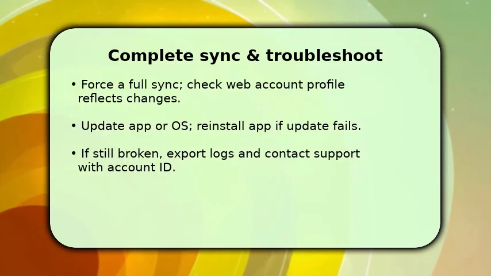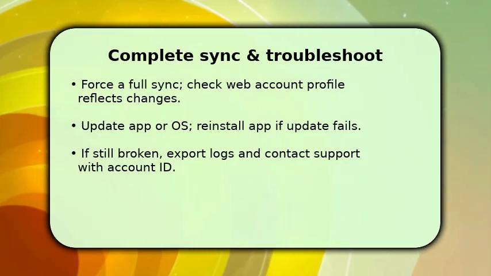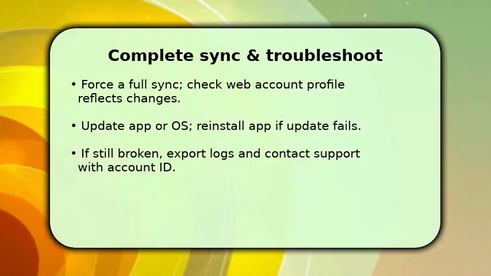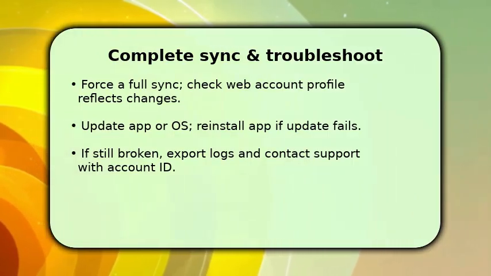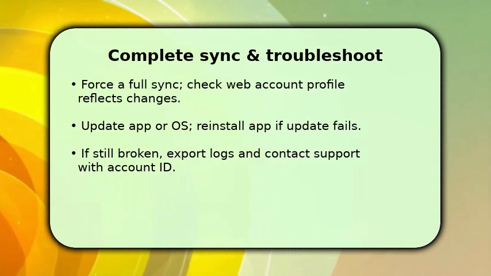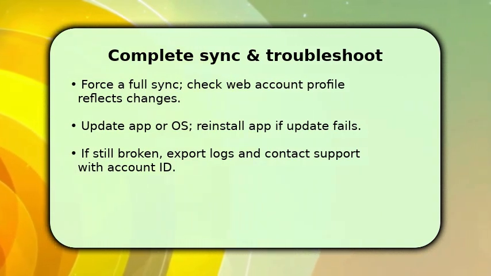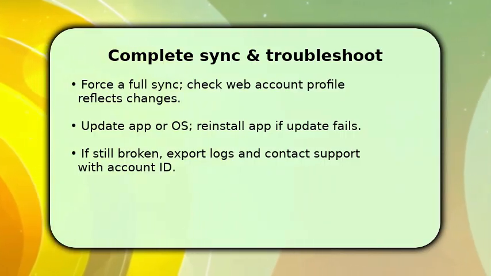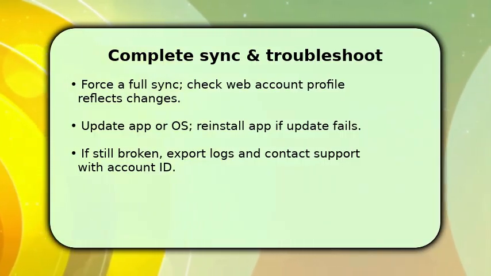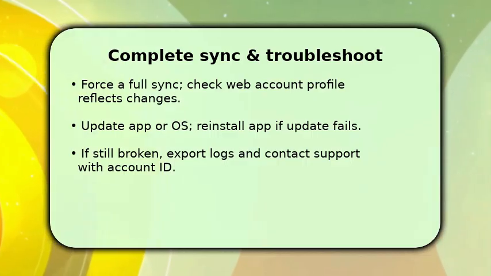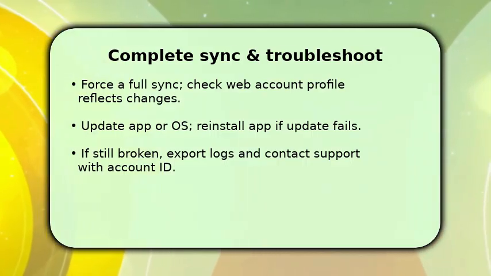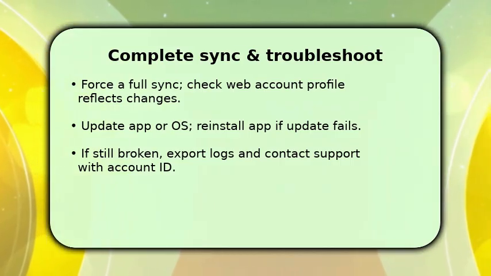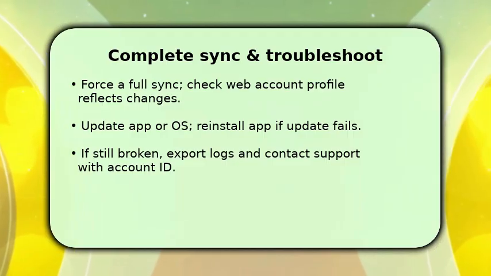Finish by forcing a full sync, and confirming the web account shows your new name and photo so the change is authoritative. If it still fails, update the app and device OS, because compatibility bugs often cause missing sharing items. Reinstall the app if needed. Make sure to test on another device to isolate device-specific issues. If none of this works, gather account ID and export logs. Then contact support. One key troubleshooting tip: test with a different network to rule out firewall or carrier blocking.